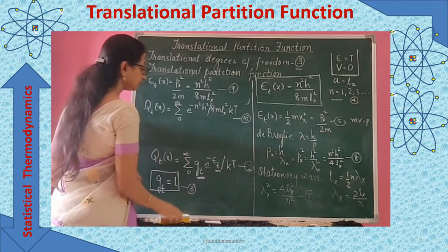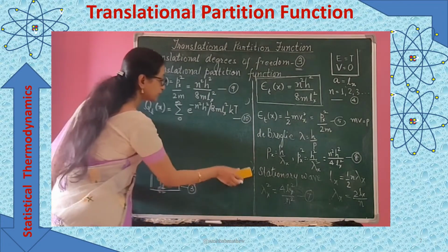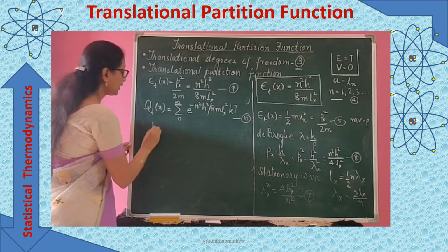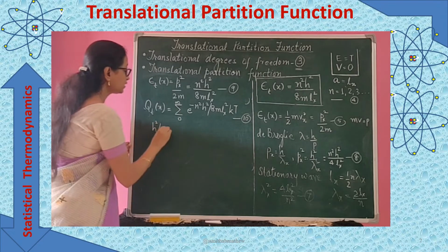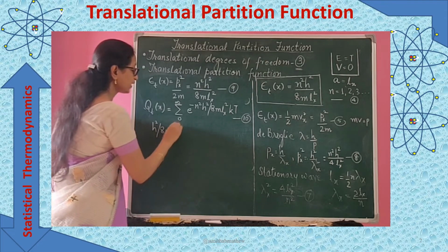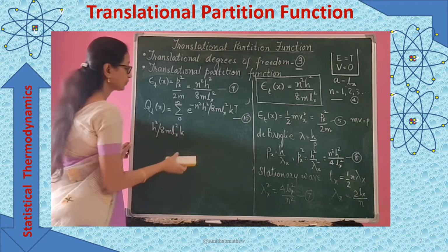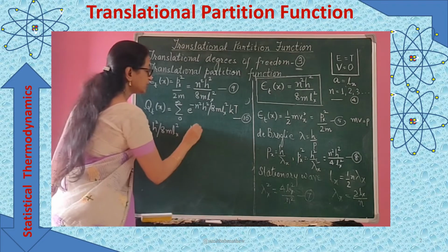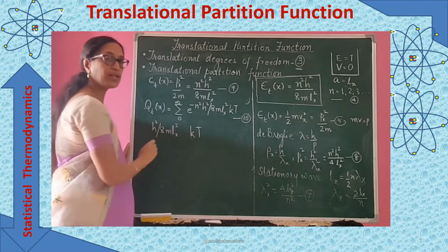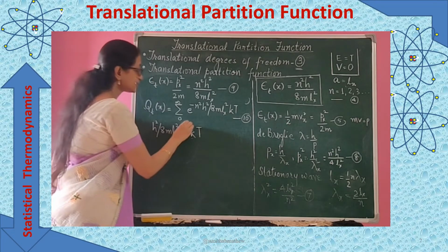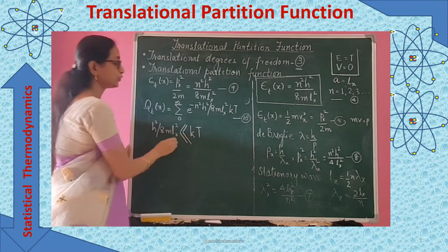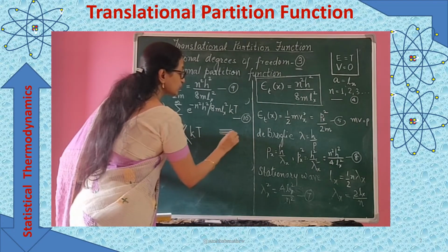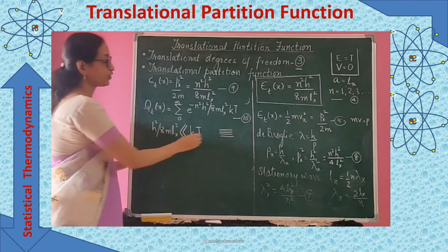Now here we have substituted the value of gt and et in this equation. Now h square upon 8m Lx square kt, we compare the value of this with kt. kt is the thermal energy, and this is very high compared to this. So the translational energy levels will be closely spaced. They are not far from each other.